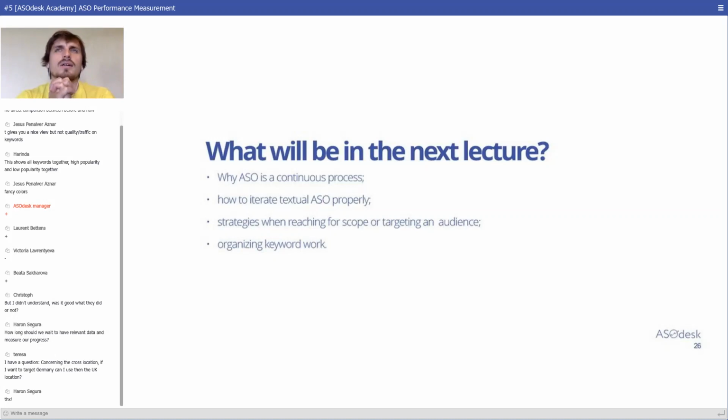If we are talking about Google Play, there is no such thing as cross-location there, unlike on the App Store. On Google Play, the Google search algorithm takes into consideration all the metadata you have about this Android app. So the Google Play algorithm analyzes the keywords in all the locales you have, and Google Play uses these locales to show your app in different countries.